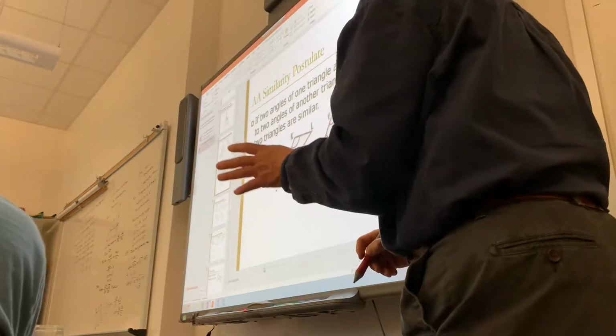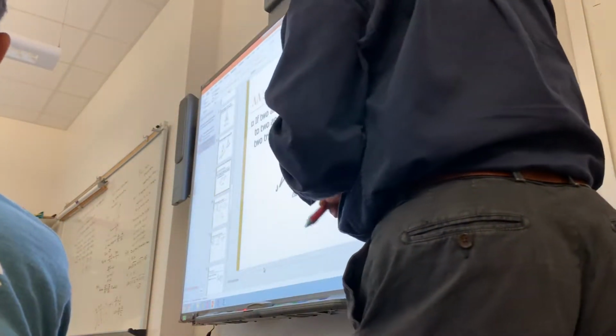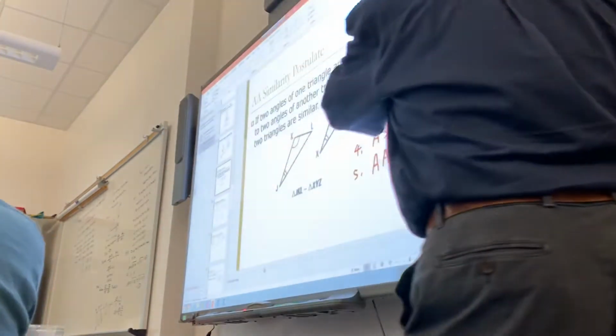First one is SSS. This is congruent. Second, SAS. Number 3 is HL. Number 4, ASA. Number 5, AAS. So those are the 5 theorems for congruent triangles. Today, in chapter 6, we have only 3 theorems or postulates to prove 2 triangles are similar.